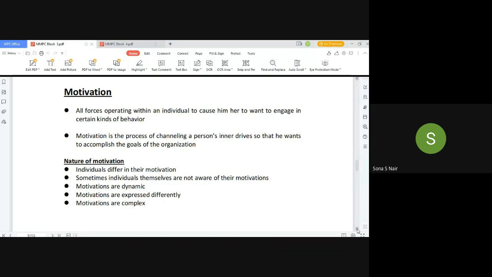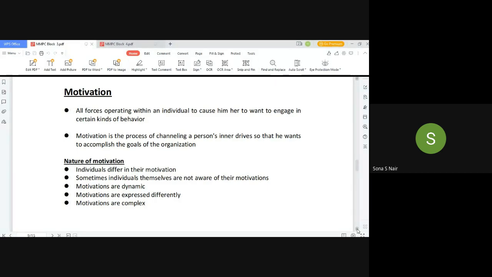Motivations are dynamic. So today, if you are motivated to some extent, tomorrow you might be motivated to a greater extent to do something. Today you're motivated to achieve a particular goal, tomorrow you'll be motivated to achieve some other goal. So motivations change because they are very closely connected to what kind of needs we have. So the moment our needs change, our motivation levels change, right?